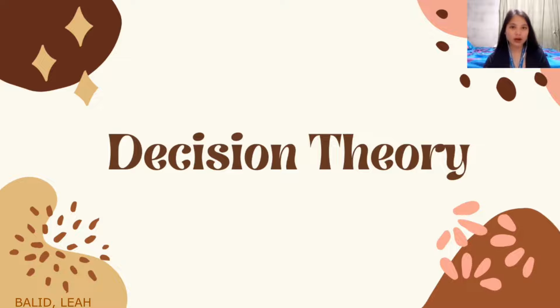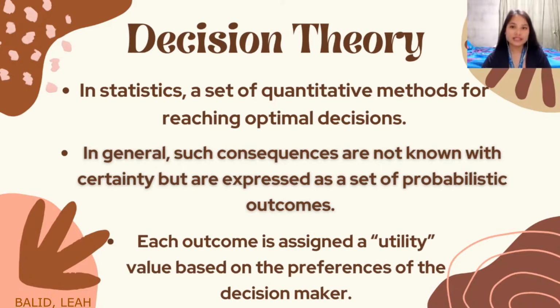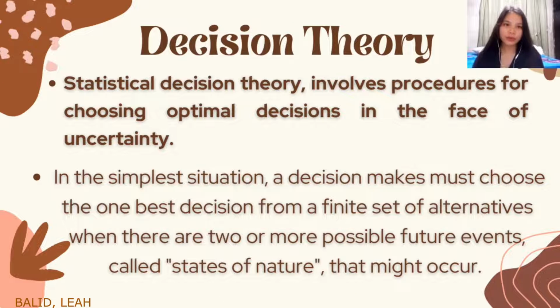Thank you. The introduction and concepts of decision theory. In statistics, decision theory is a set of quantitative methods for reaching optimal decisions. In general, such consequences are not known with certainty but are expressed as a set of probabilistic outcomes. Each outcome is assigned a utility value based on the preferences of the decision maker. Statistical decision theory involves procedures for choosing optimal decisions in the face of uncertainty.